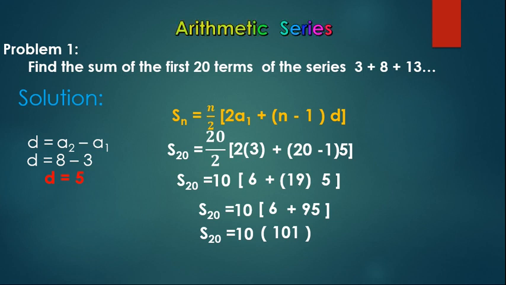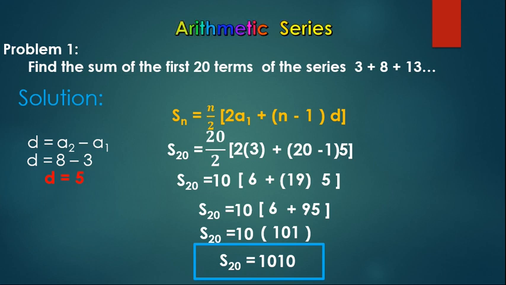So, now we'll find the sum of the first 20 terms. So 10 times 101, that will give us 1010. And that is the sum of the first 20 terms of the series 3 plus 8 plus 13 and so on and so forth. So that is how you will get the arithmetic series. Again, this is the format of the problem kapag ito po yung formulang gagamitin. So easy as that.